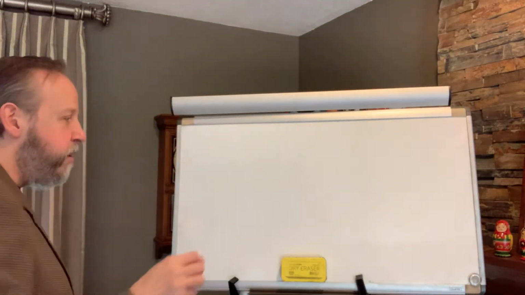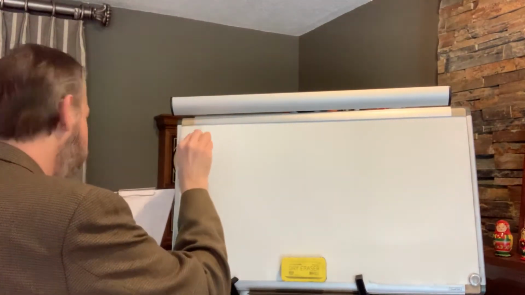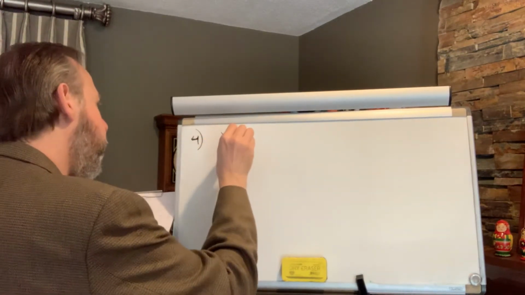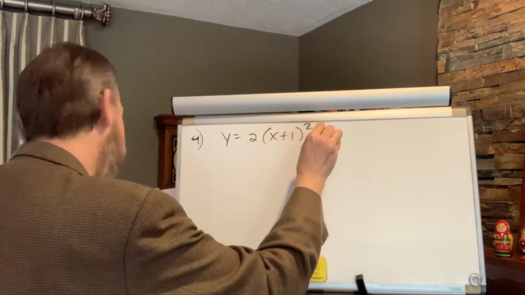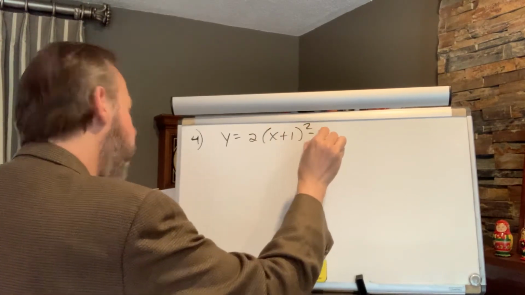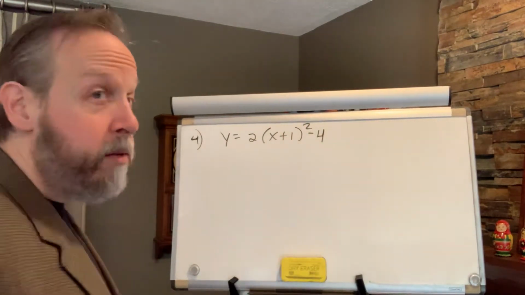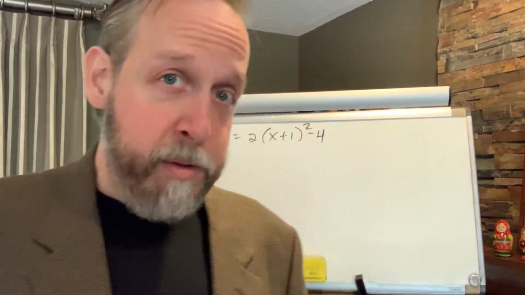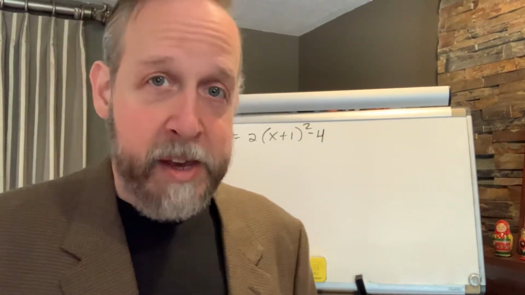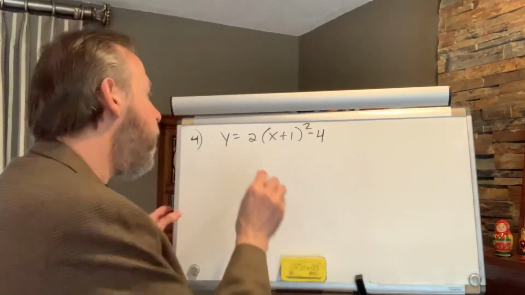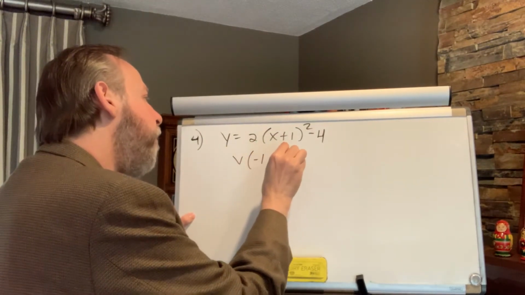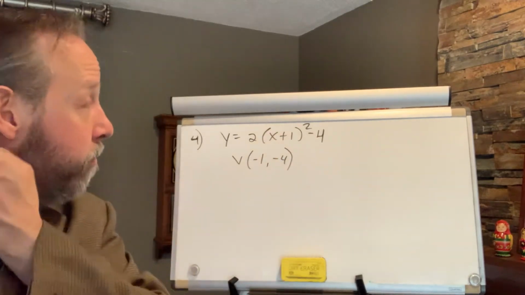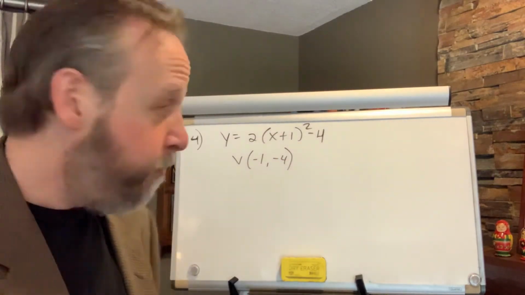Last example for today is going to be y equals 2 parentheses x plus 1 squared minus 4. All right. Again, same form as last time. This is, again, vertex form. So begin by identifying the vertex. The vertex is at -1, -4. So far, so good.